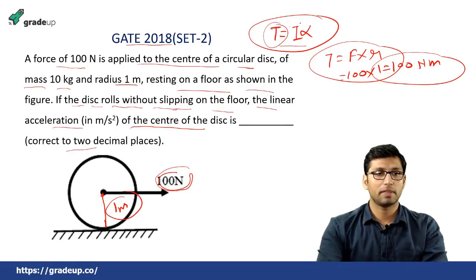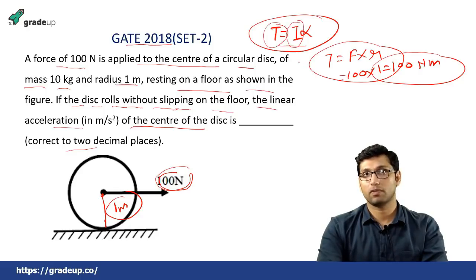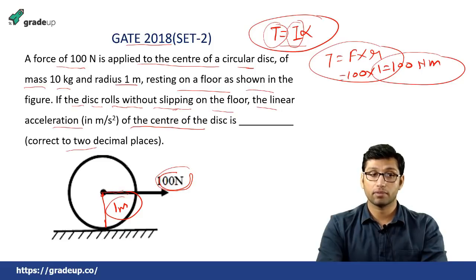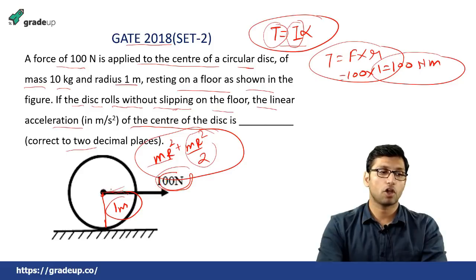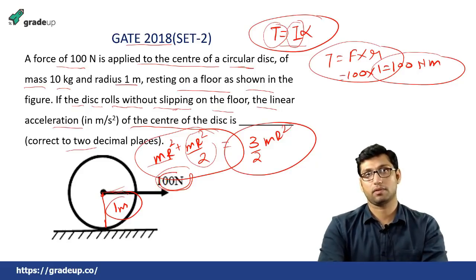Now, what will be the moment of inertia? The moment of inertia for this rolling circular disc will be equal to mr square plus mr square by 2. It will be the sum of mr square, which is the mass moment of inertia, plus the moment of inertia of the circular disc, which is equal to mr square by 2. So the total moment of inertia will be equal to 3 by 2 mr square, for this circular disc.